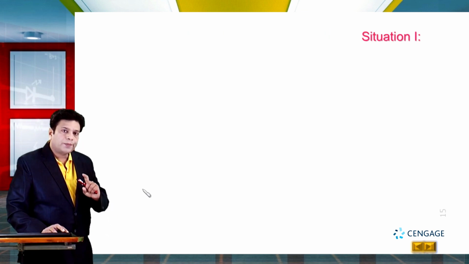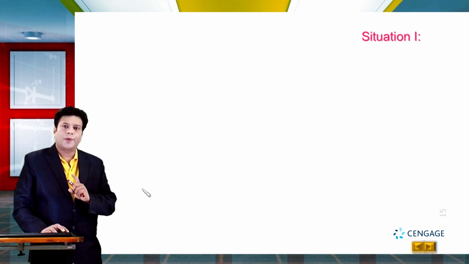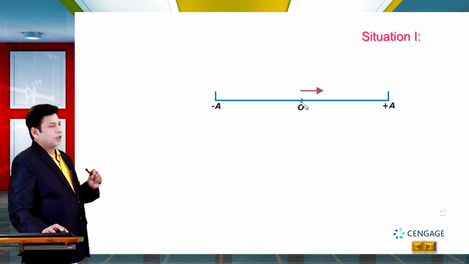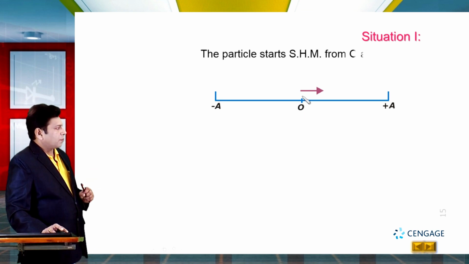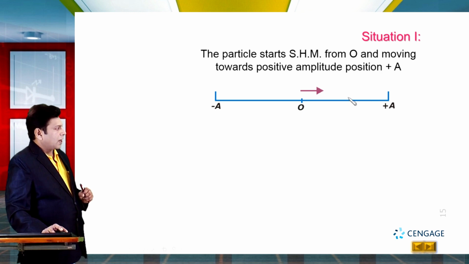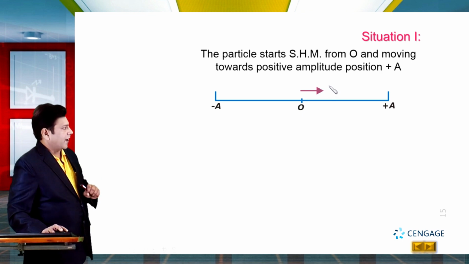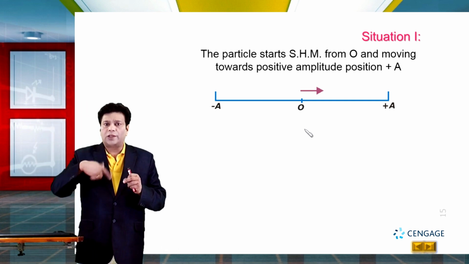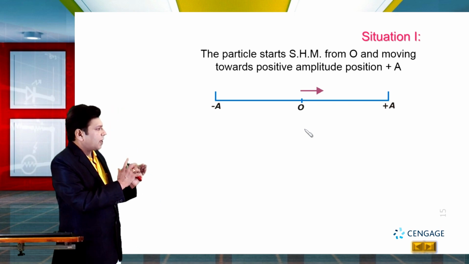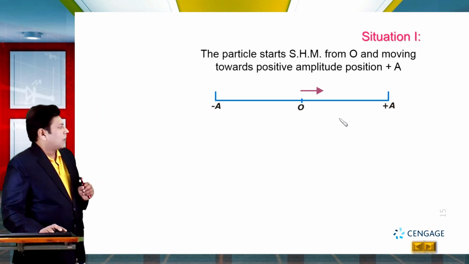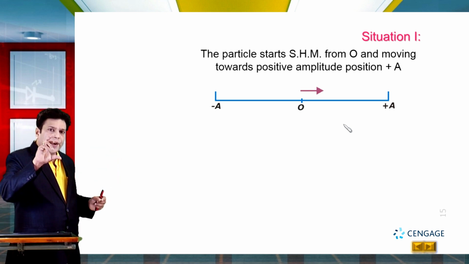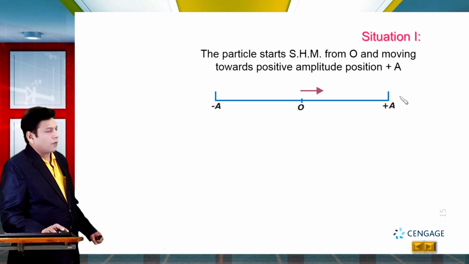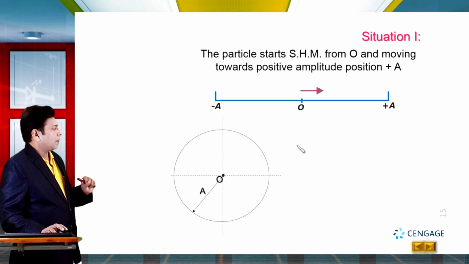In situation number 1, the particle starts SHM from O and moves toward the positive amplitude direction. You can follow this diagram. Here you can observe the particle is starting from the mean position and moving toward the positive displacement direction. We know any SHM can be represented by circular motion, and the radius of the circle should be equal to the amplitude of the oscillation. So, let us draw a circle of radius A.